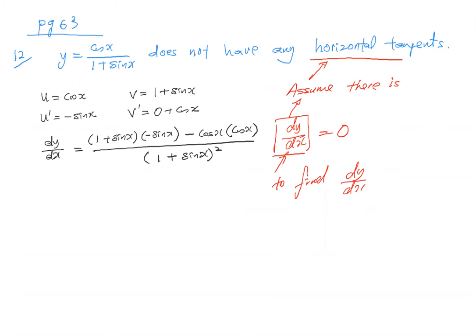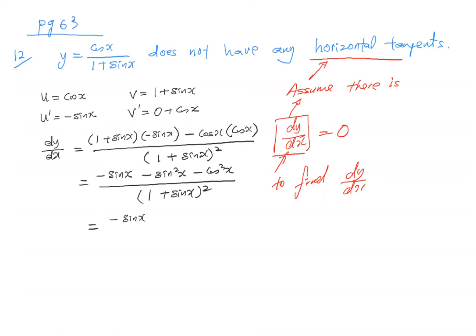So negative sin X minus sin square X minus cos square X, divided by 1 plus sin X the whole thing squared. So this is equal to minus sin X.